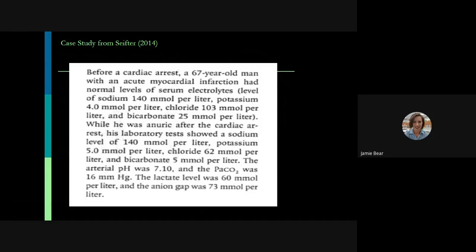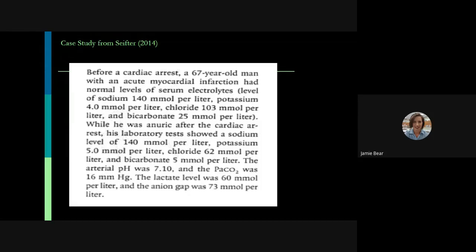Before a cardiac arrest, a 67-year-old man with an acute myocardial infarction, a heart attack, had normal levels of serum electrolytes. The level of sodium was 140 millimoles per liter, potassium of 4, chloride of 103, and a bicarbonate level of 25. All those values are within normal limits.